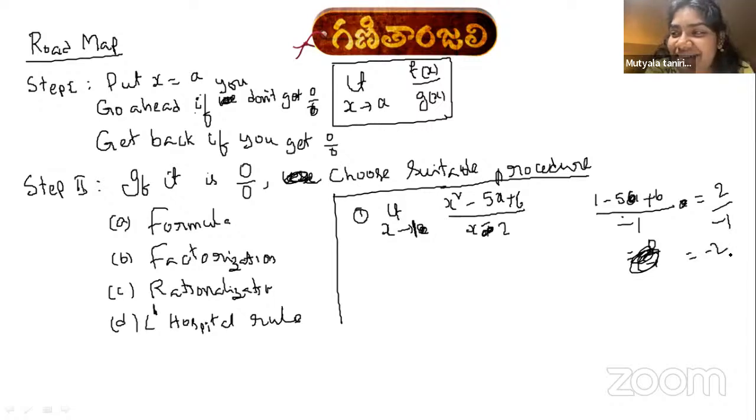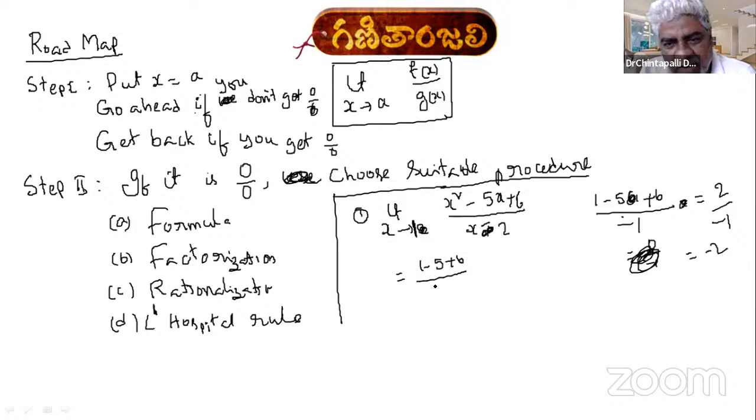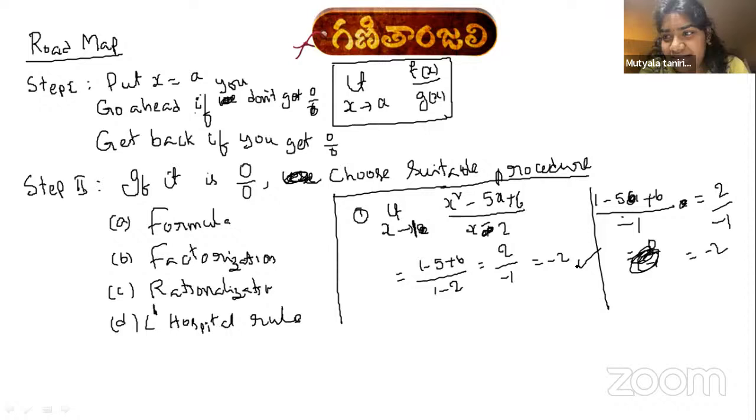So did we get 0 by 0 form or not? No, sir. That's why we can go ahead. So its answer is 1 minus 5 plus 6 whole by 1 minus 2, which is 2 by negative 1, equal to negative 2. It is the correct answer. There are some simple questions in limits where we can directly put x is equal to a.